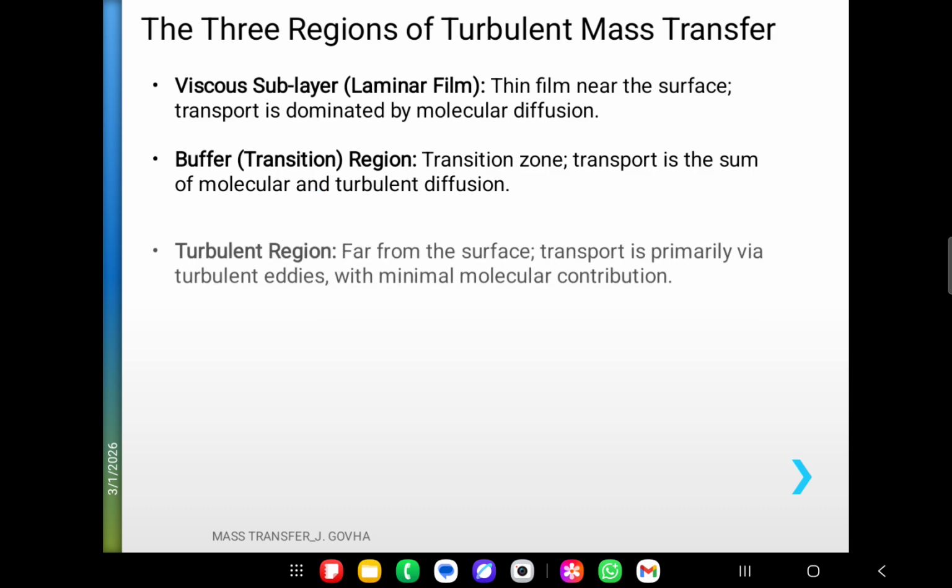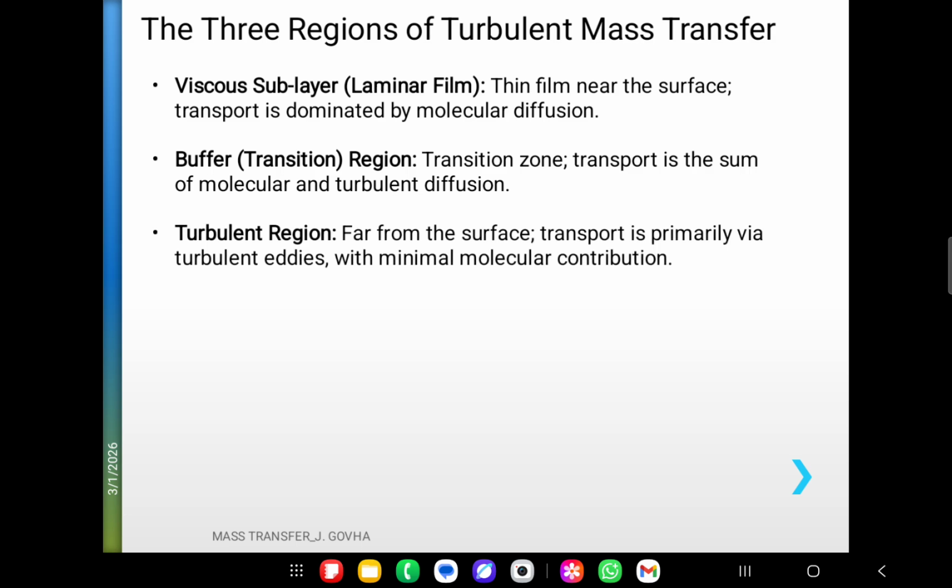Then we move on to the turbulent region. So we have moved quite some distance from the surface. Then transport is primarily via turbulent eddies there. So the molecular diffusion is at its minimum.